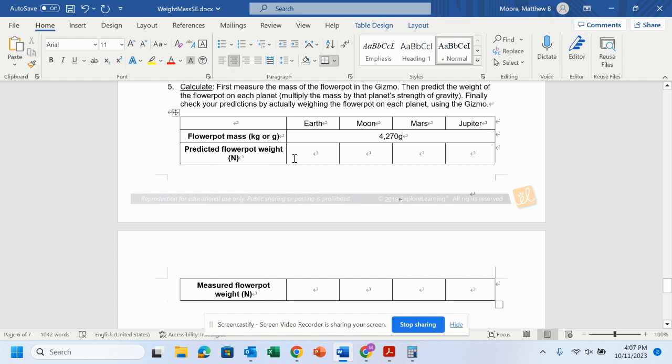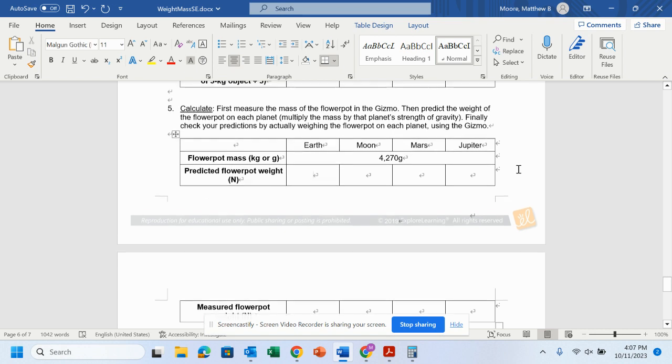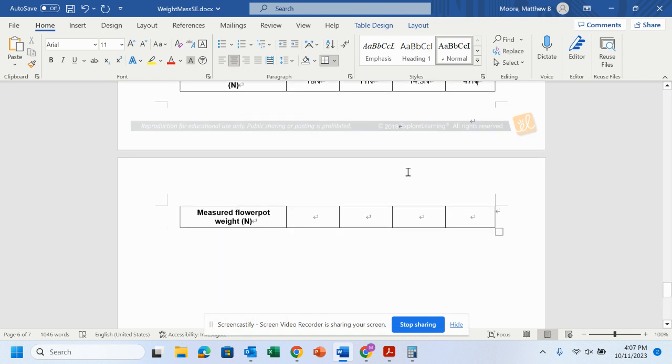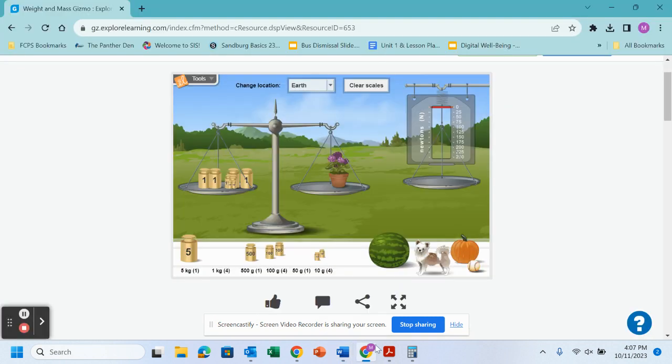Predicted flower pot weight. Okay. So I'm going to make up some numbers here. I'm going to say 18 newtons on Earth. This is just me guessing. It's very inaccurate. 14.3 newtons, and let's say 47 newtons. This is just a guess. And then we're going to go and calculate it.